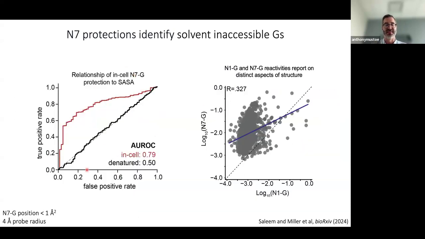And indeed, if we quantify this over the entire ribosome, we do quite well at predicting or identifying solvent exposed, or I guess, sorry, solvent protected nucleotides. And I'll also just note that these N7 reactivities are largely distinct from N1 reactivities, that they're poorly correlated, consistent again with this idea that we're measuring distinct aspects of structure with this experiment.